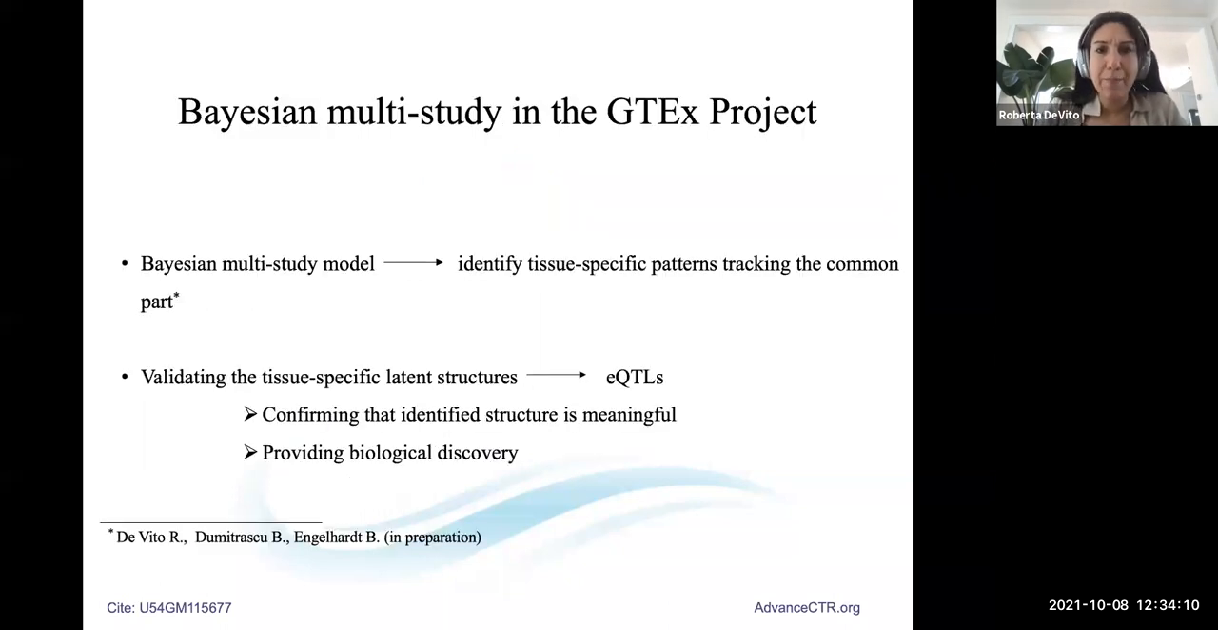So we are proceeding in 2 different ways. We are applying in this GTEx project the Bayesian multi-study factor model to identify just the tissue-specific patterns. In this project, it's a little bit different from the other one, because we are more interested in the tissue-specific network. We are more interested in the study-specific part, in the heterogeneity of the studies. And we also validate this tissue-specific structure via eQTL analysis.